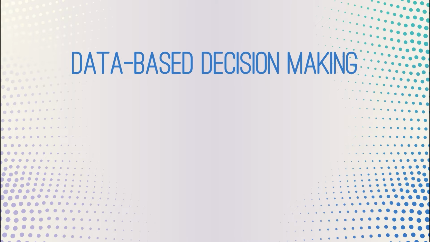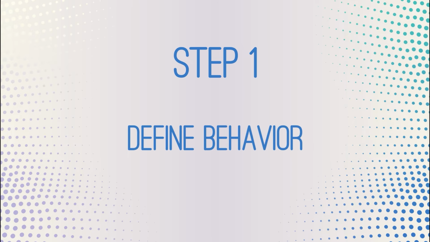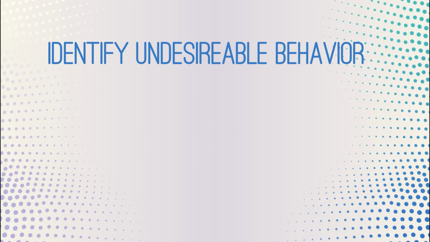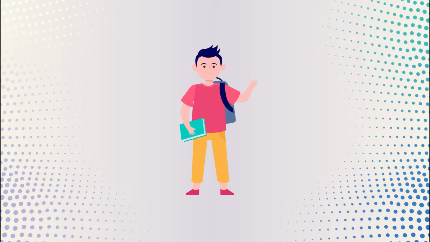Here's how it works. Suppose you are an OT working in the schools where you and the educational team have decided to try dynamic seating for a student to improve on-task behaviors. Step 1. Define behavior. Identify the undesirable behavior the student is currently doing. Be factual, be objective, be specific. For example, student A is rocking in his chair back on 2 legs, getting out of his seat frequently, drumming on his desk, requiring multiple reminders to get back to work, and taking a long time to complete his work.